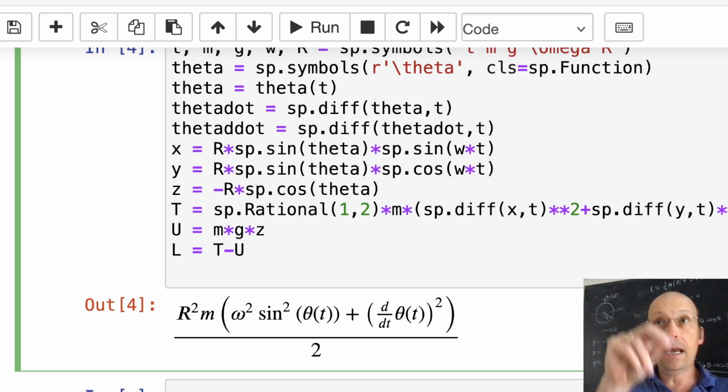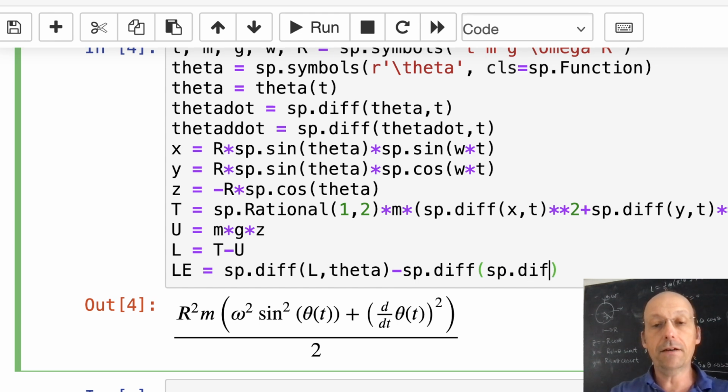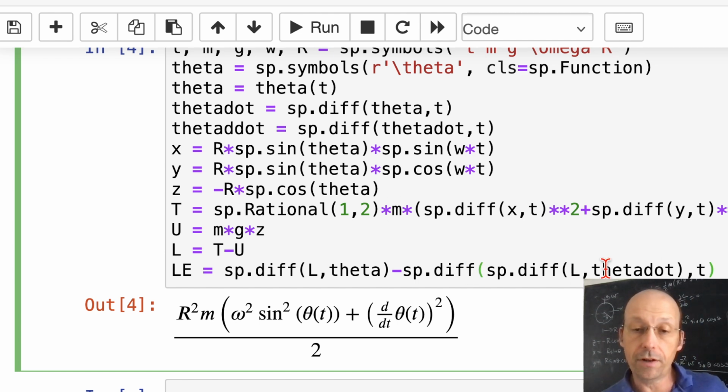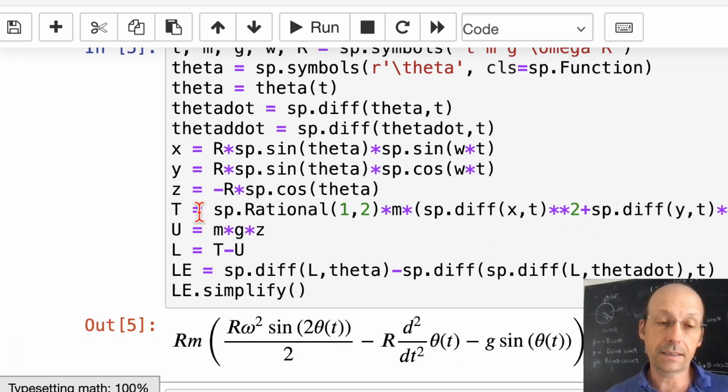Now I'm going to make the Euler-Lagrange equation. LE is equal to sp.diff of L with respect to theta minus sp.diff of sp.diff of L with respect to theta dot, t. So that's the derivative of L with respect to theta dot, and then I take the derivative of that with respect to t. And if we want to, we can print that. LE.simplify. It's going to take a second.